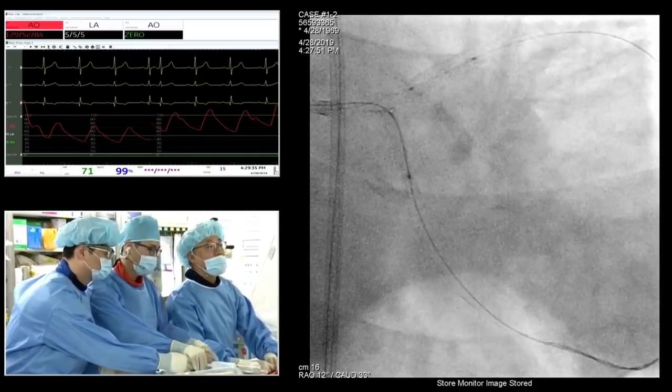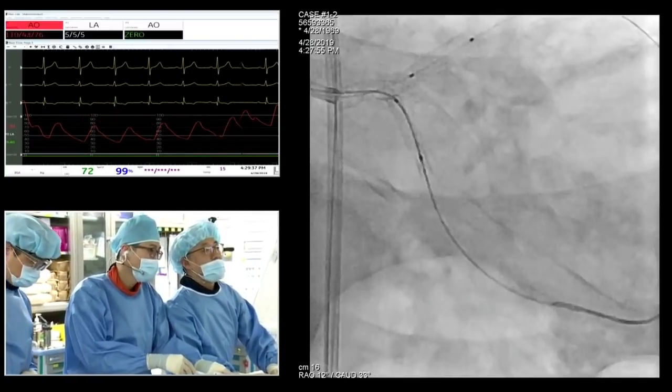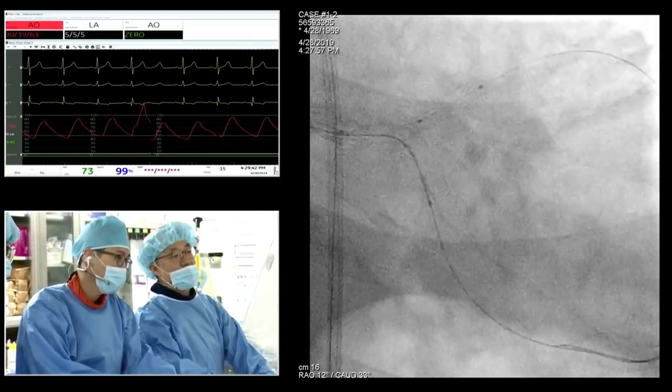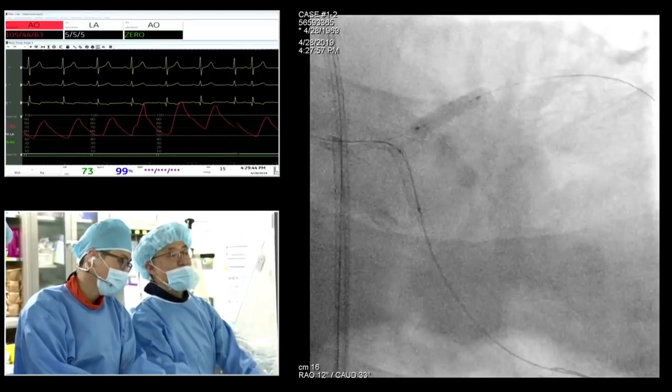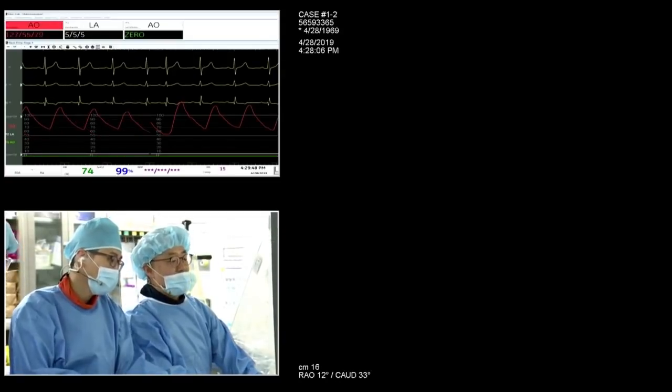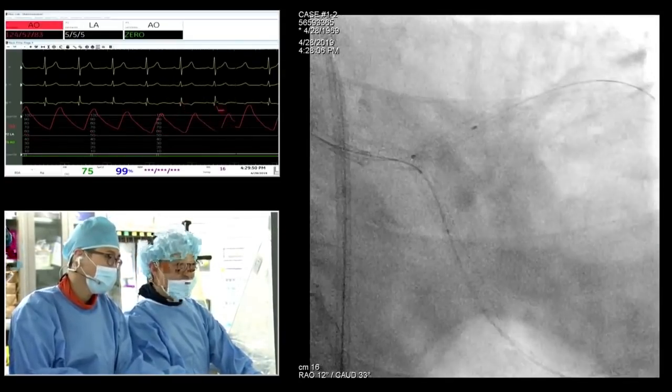So what's the previous balloon size in single flash? 3.0. Okay, go. LAD. This is 6, 8, 10. 3.0 balloon, right? Yeah, 3.0, non-compliant. Okay. And the LAD is 3.5. Right, exactly. Yes, okay, 3.5.